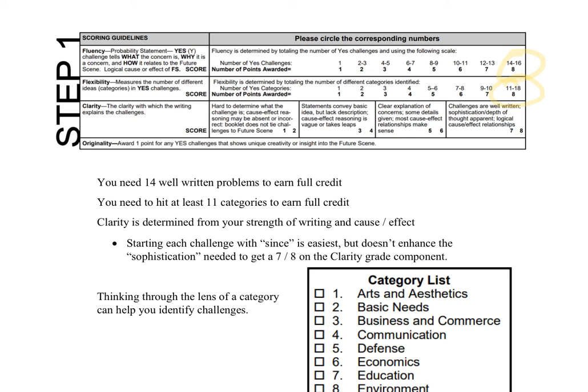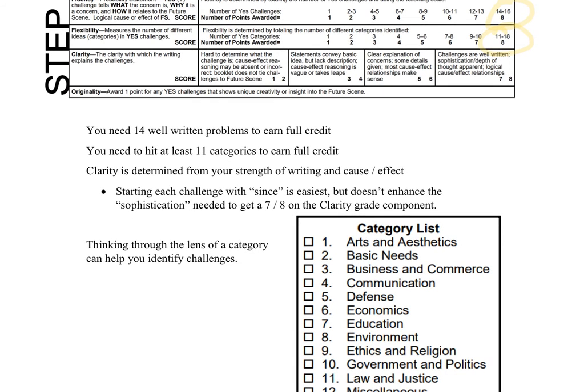Clarity is determined from your strength of writing, how you establish cause and effect. Starting each challenge with the word "since" is easiest because it allows you to jump right into that cause and effect, but it doesn't enhance the sophistication of your problems to get a 7 or 8 on the clarity grade component. So sometimes you might start off all of your problems with the word "since," and then maybe go through and change some of the wording to help give you a better sophistication on your wording.